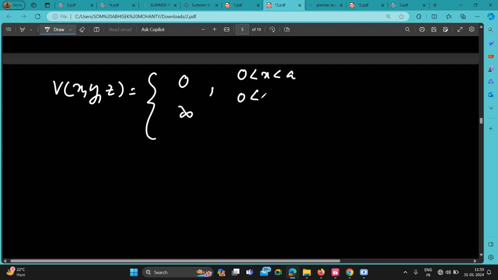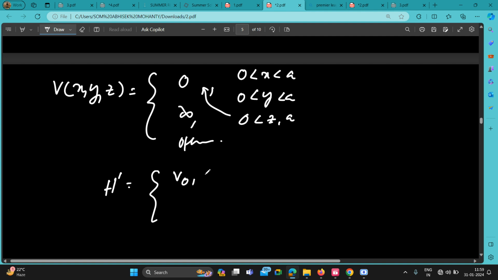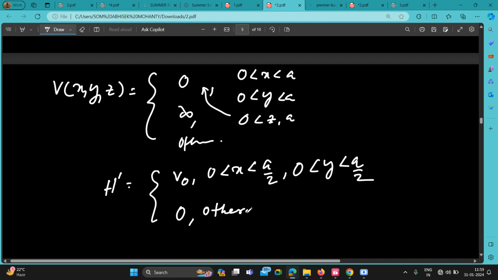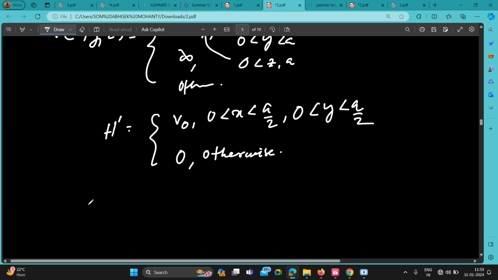Now another type of question can come. It will be written in the form of potential V(x,y,z) is 0 for 0 to x to a, 0 to y to a, and infinity otherwise. Okay. Now H dash is what? V naught when 0 to x to a by 2, 0 to y to a by 2, and 0 otherwise. Okay. So you are asked again E_GS, E1.